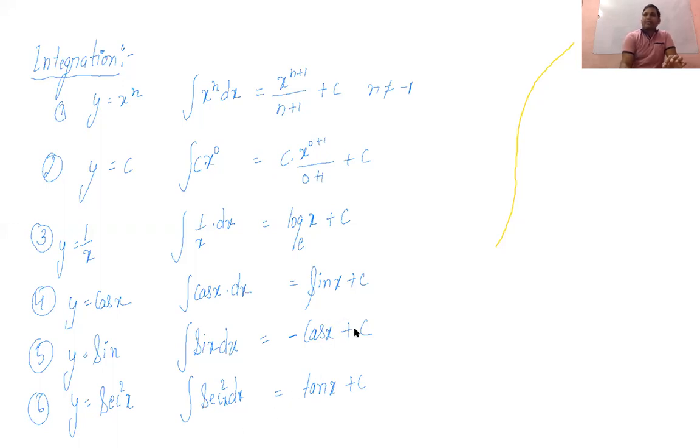Okay. Now coming to the next formula, the seventh formula, since that was the sixth formula. Let's say you have given y is equal to cosec square x, and you are willing to find the integration of cosec square x dx. So this will become minus cot x plus c.